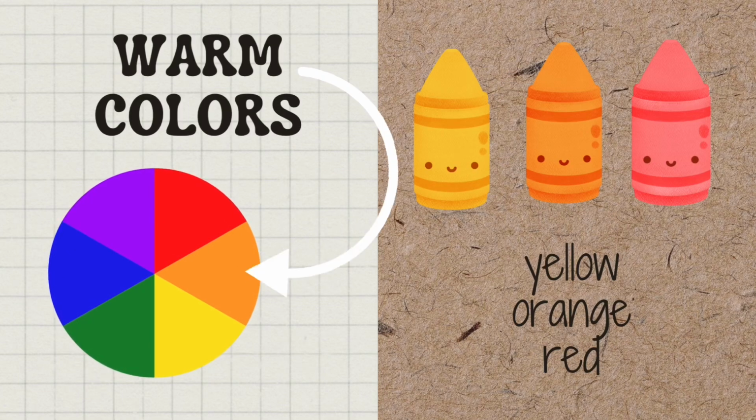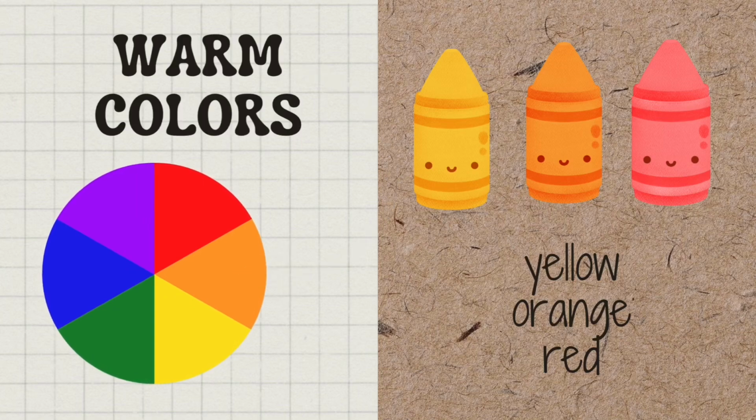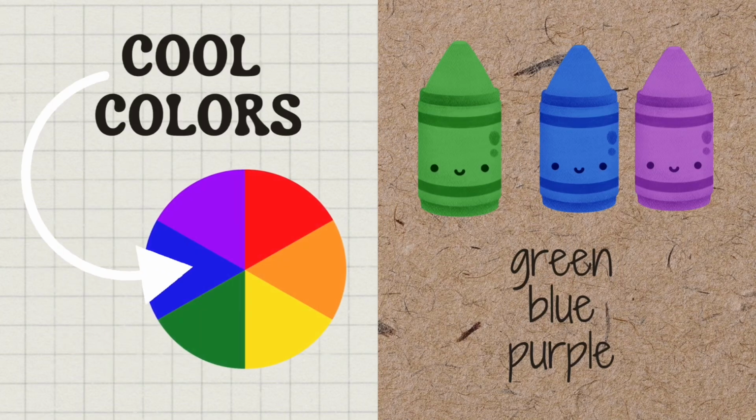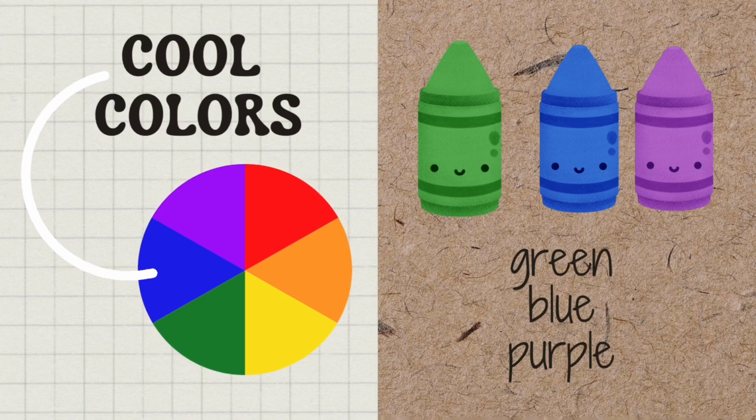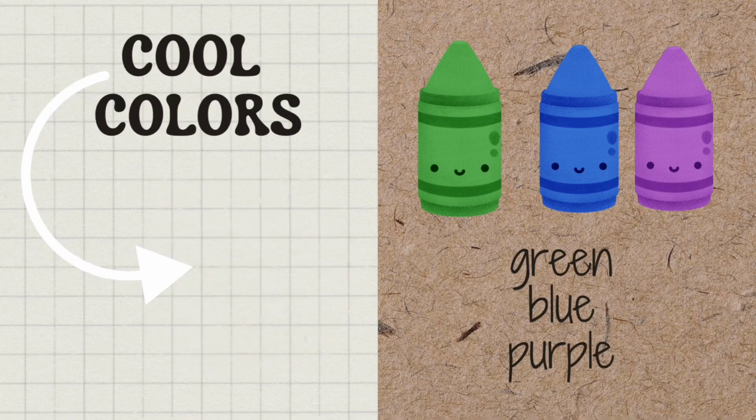The warm color scheme includes yellow, orange, and red. Think of summer suns and campfire. The cool color scheme includes green, blue, and purple. Think lakes and lily pads.